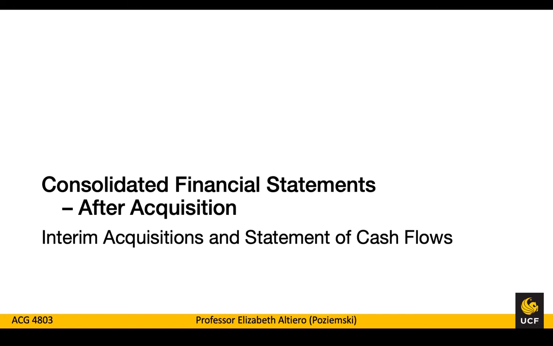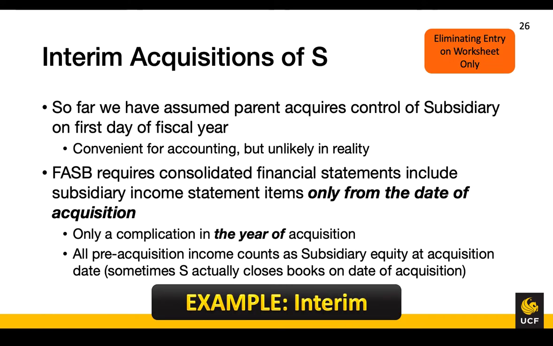In this video, I will be discussing interim acquisitions and the statement of cash flows. One last complication we haven't considered is that it's unlikely every business combination is going to happen on January 1st. FASB requires that the consolidated financial statements contain the subsidiary income only from the date of acquisition on. In order to accomplish this, we will treat any income earned before the acquisition date as equity. Let's look at an example.